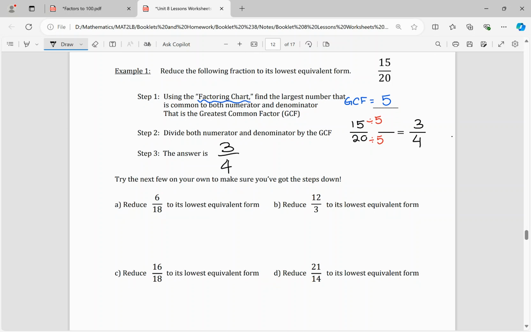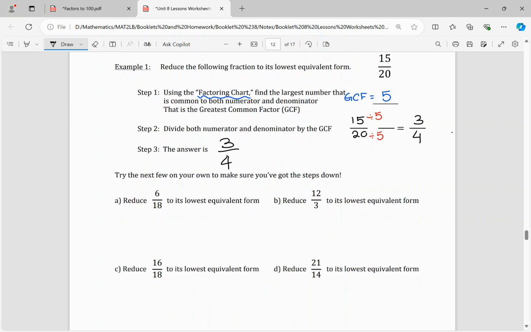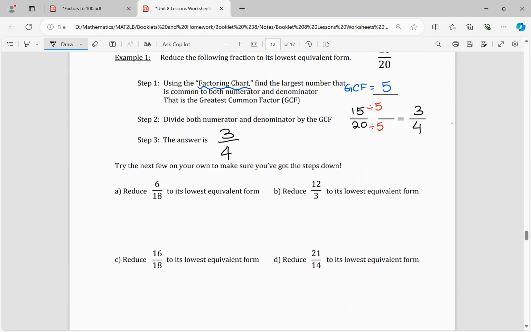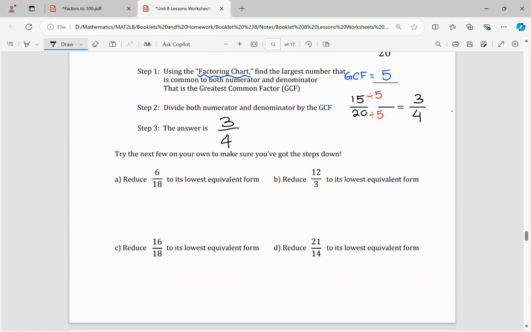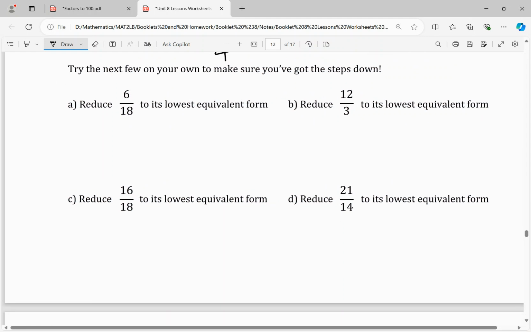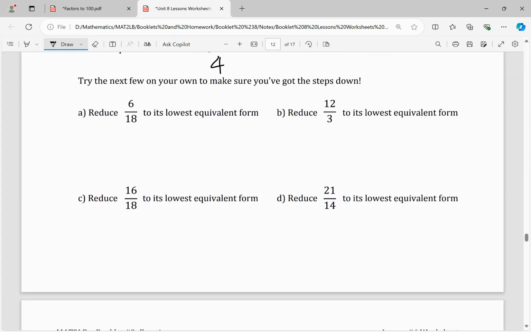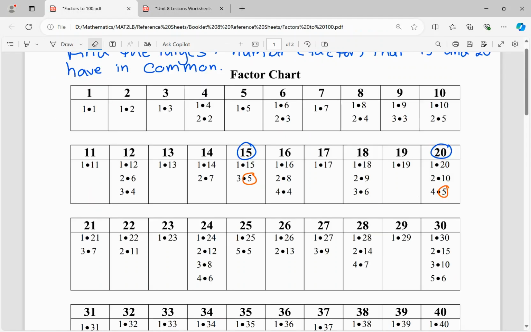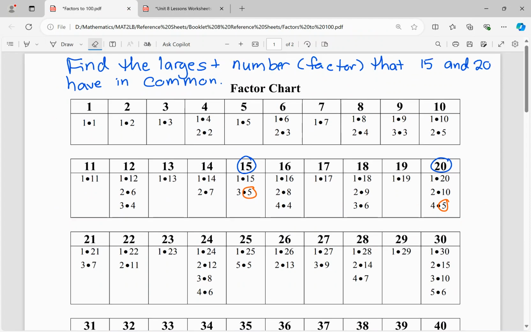This will take a couple of tries, so let's do that 4 more times. If you're feeling confident with this, try these questions on your own and then compare them to my answer to make sure that they're the same. But the next fraction is 6 over 18. So step 1, we're going to visit our factor chart, and we are going to find the largest factor that 6 and 18 have in common.